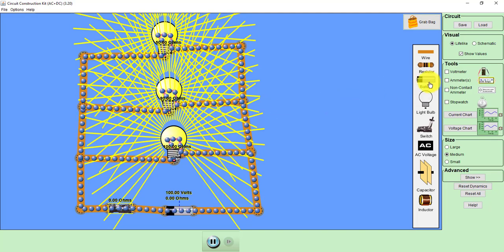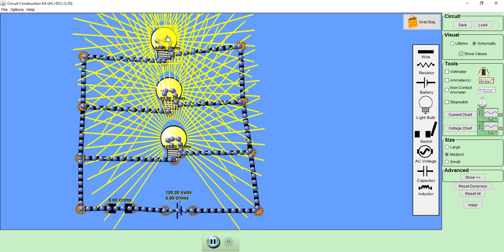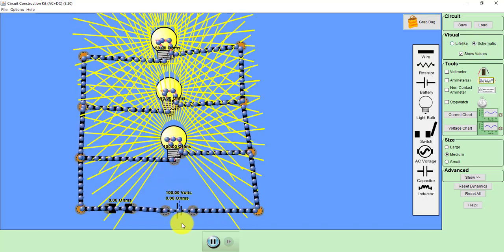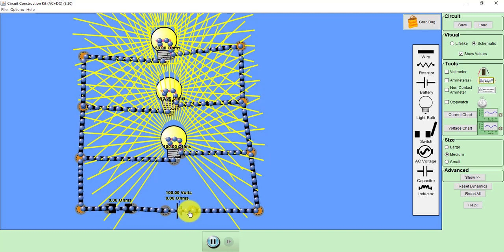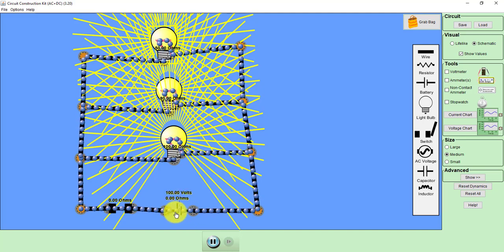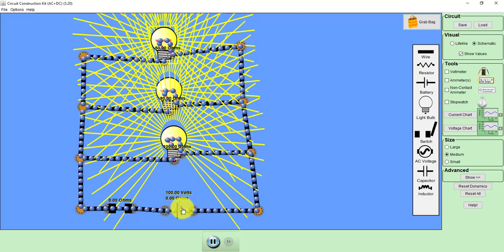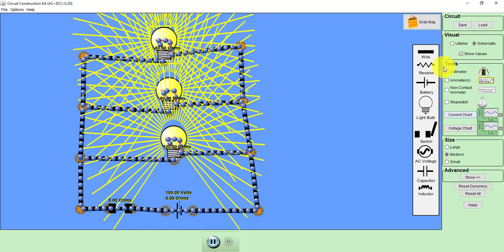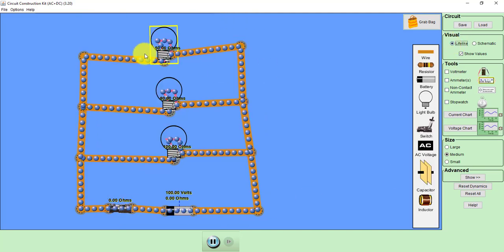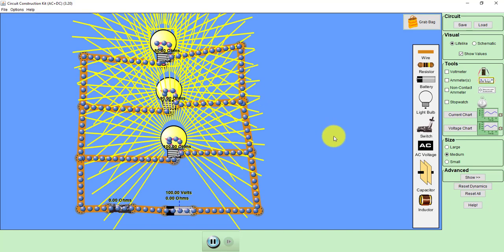If you want to see the schematic representation, click on schematic. If I click on schematic, this battery is appearing as a long line and short line. Electrons always flow from the short line to long line, that is negative to positive. Long line indicates positive, short line indicates negative. Again switching to the lifelike representation. Now we will discuss the characteristics one by one.